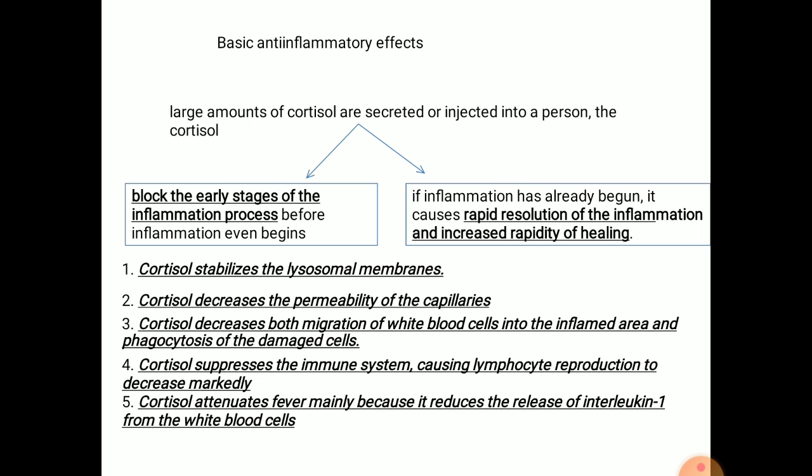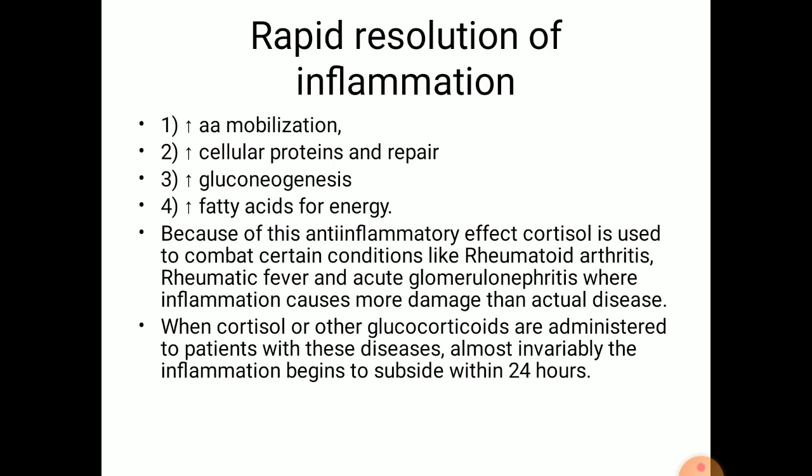Fifth one, cortisol attenuates the fever mainly because it reduces the release of interleukin 1 from the white blood cells, which is one of the principal excitants of the hypothalamic temperature control system. The decreased temperature in turn reduces the degree of vasodilatation.